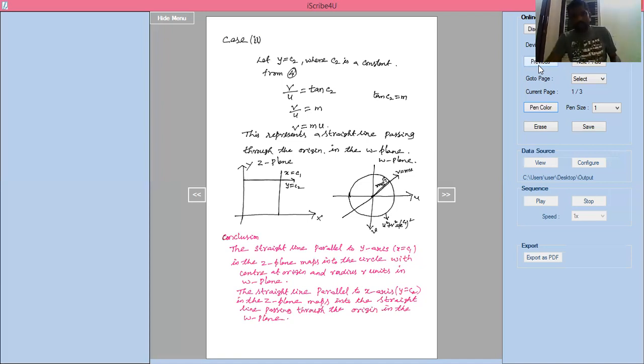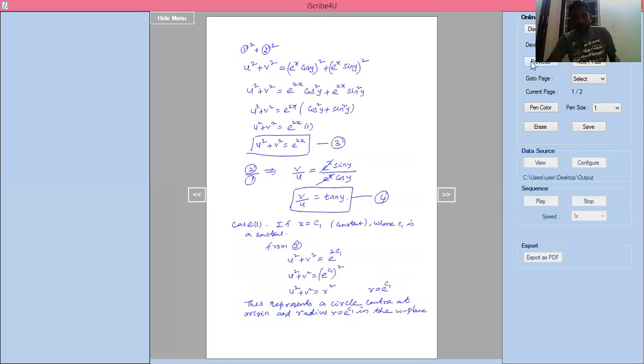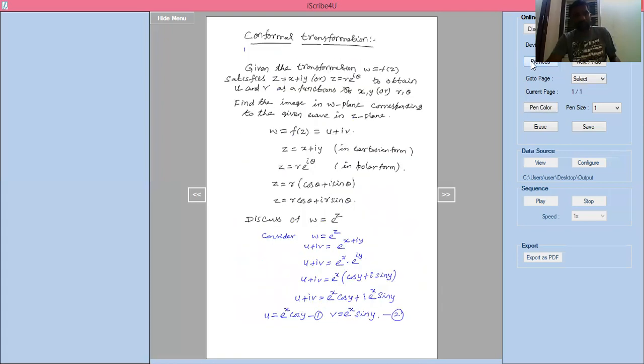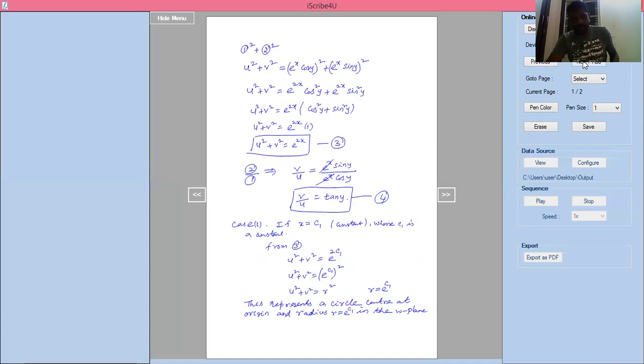That's all. This is the discussion of the conformal transformation of W equal to e power z. So here 3 derivations are there. Compulsorily 1 derivation will come for examination.